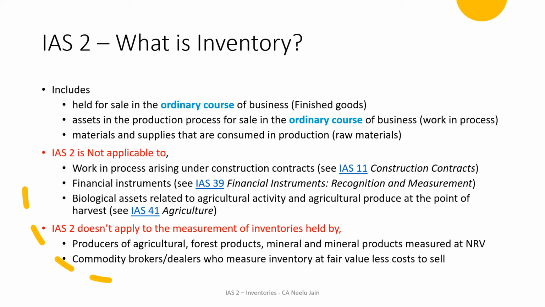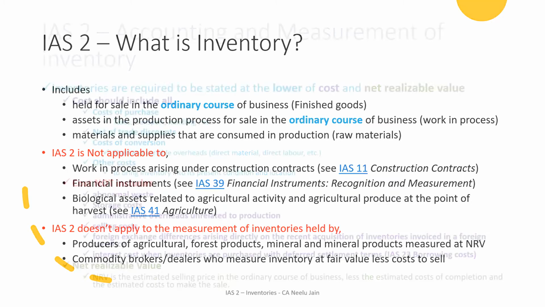Where there is specific guidance laid down under IFRS and the full-fledged IFRS is there, for instance construction contracts, financial instruments and biological assets, it is also applicable to other areas. However, the measurement of inventory is not applicable in case of agricultural, forest produce, mineral and mineral products and commodity brokers and dealers, because specifically their net realizable value or fair value less cost to sell is applicable.